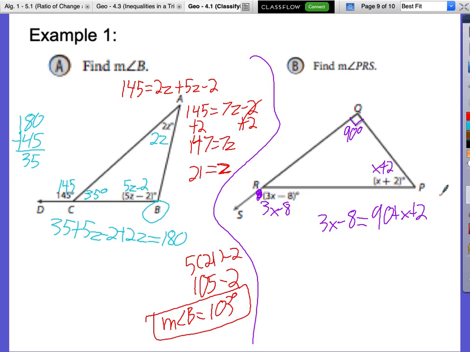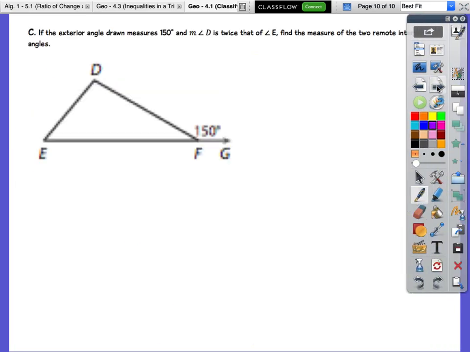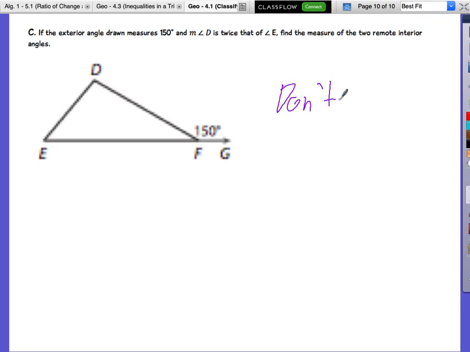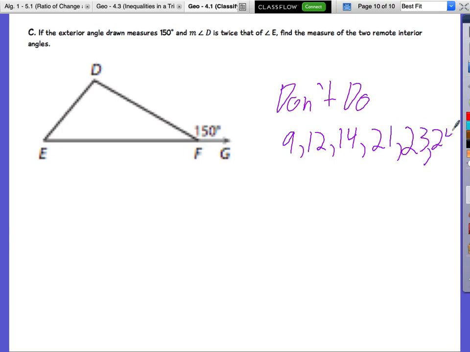Look at 14. Cross out 14. Look at 21. Don't do it. Do not do 23 or 24, or 26, or 28, or 31.